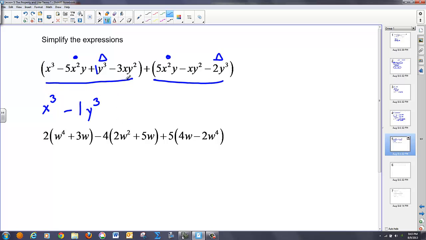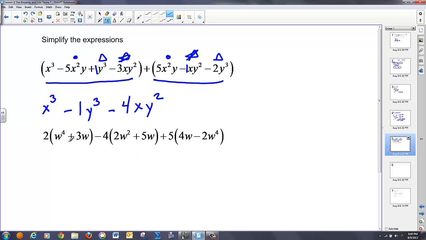And then finally, I have an xy squared term, so I'll give that a star, and there's an xy squared again. This is negative 3. There's no coefficient here, so that must be an unwritten 1. Negative 3 plus negative 1 gives me a negative 4 xy squared. And that's my sum.